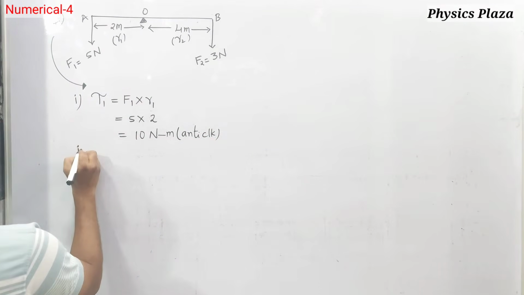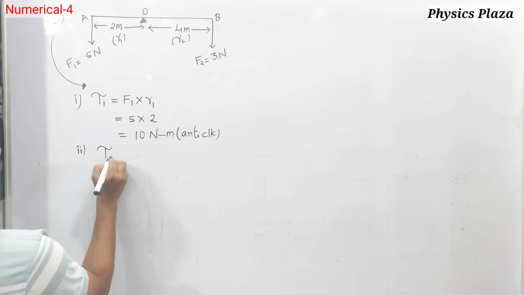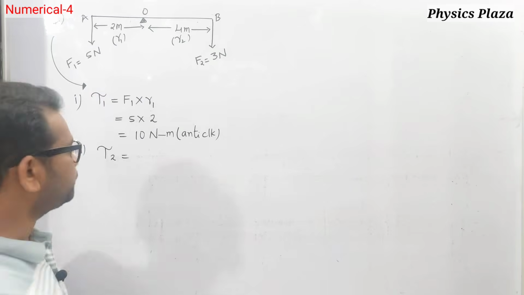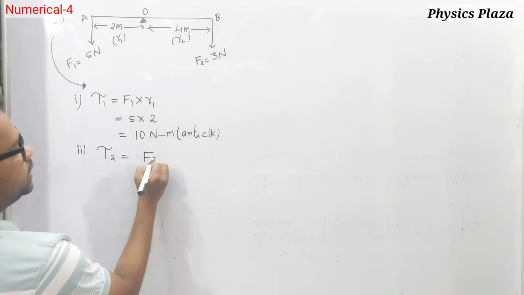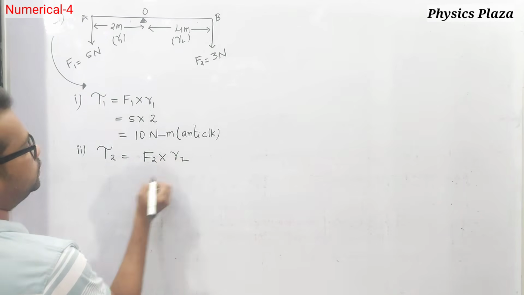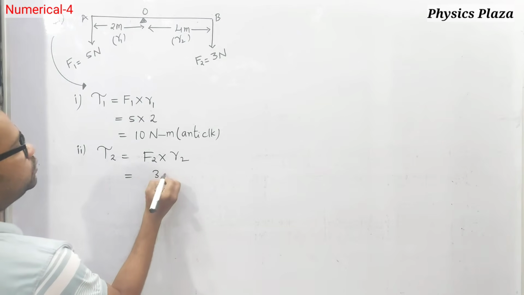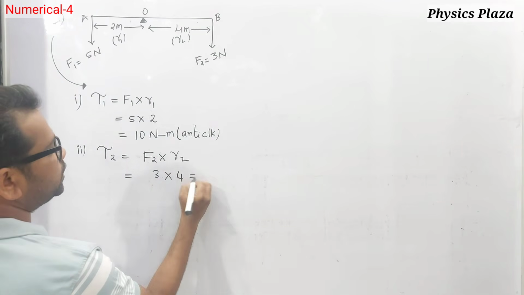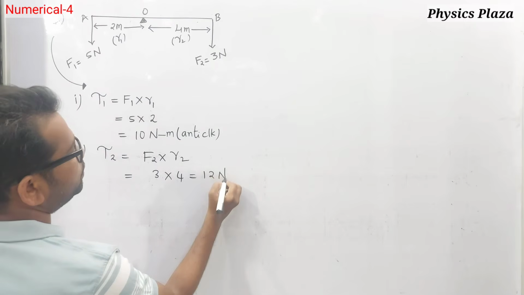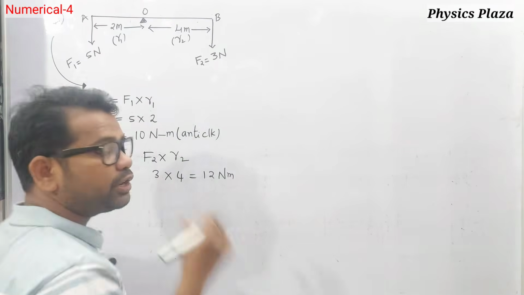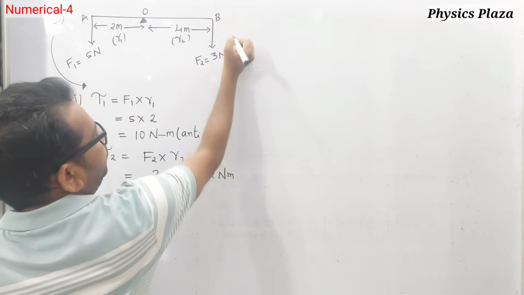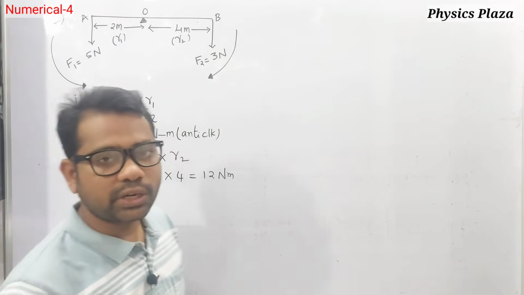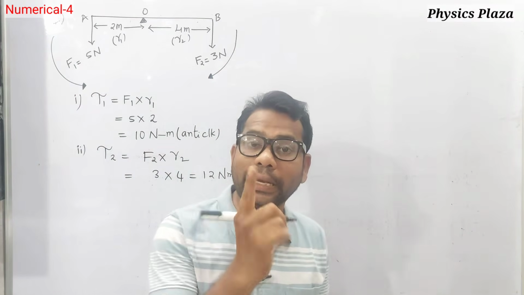Fine. Now we also calculate the moment of force due to F2. Moment due to F2, let us write as F2 into R2. This is going to be, children, 3 into 4. You will get 12 Newton meter. But this 3 Newton force, children, will try to make it rotate in a clockwise direction. So as per the sign convention, children, the clockwise moment is taken as negative.